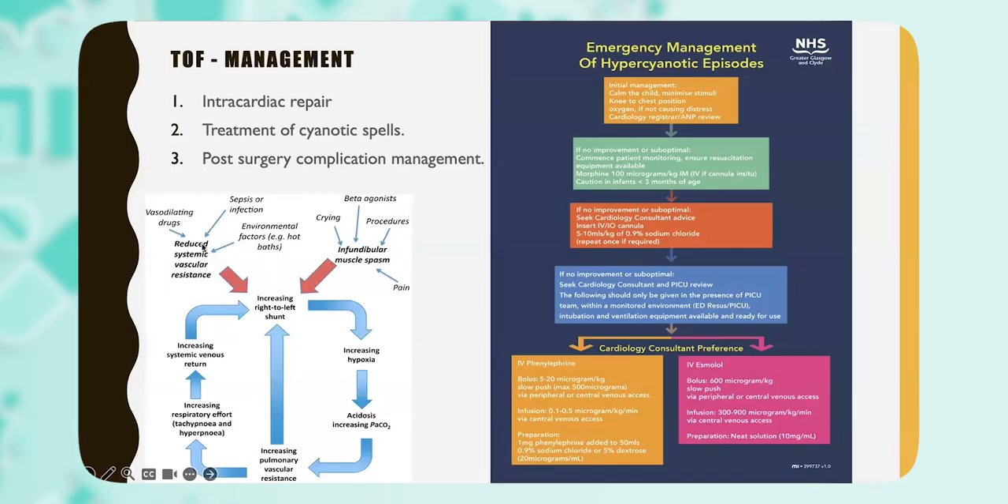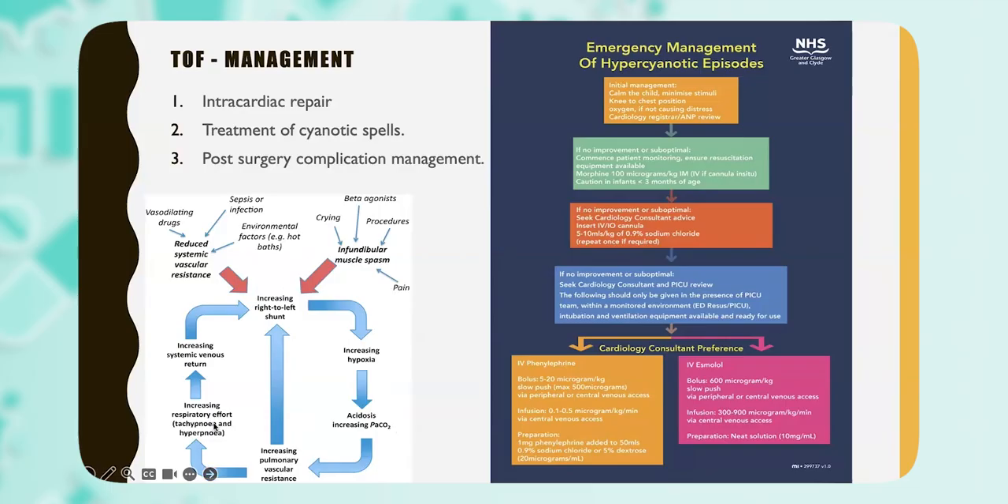If there is decreased SVR, what happens? There is more tendency of blood flow through the aortic orifice. So it increases the right to left shunt because infundibular muscle spasm is there. Blood cannot go into the pulmonary artery, so more and more of it goes into the aorta. So more and more deoxygenated blood is going into the body through the arterial system, increasing hypoxia, acidosis, increasing PaCO2, which in turn increases the pulmonary vascular resistance.